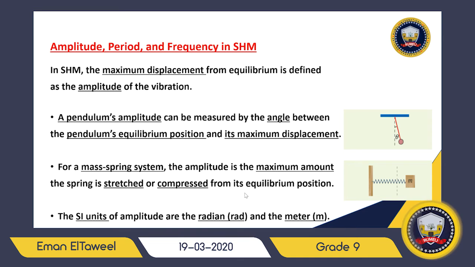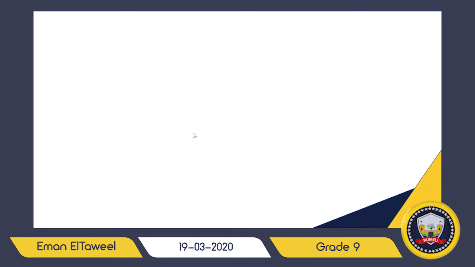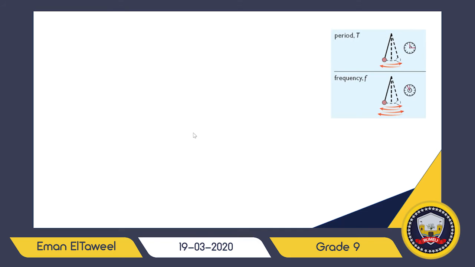The second one is period. Now we have finished the first term, which is amplitude. The second concept is period. Period means what? Here, if you notice the simple pendulum, the time taken by this bob away from the equilibrium to make one complete cycle. Again, the time taken by the vibrating body, or the bob of the pendulum, to make a complete cycle is called period.